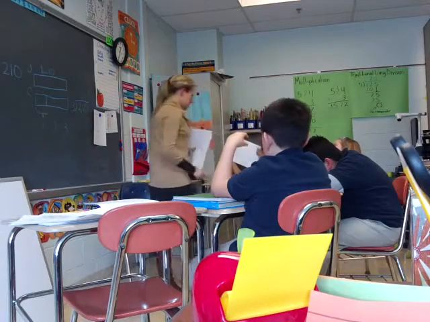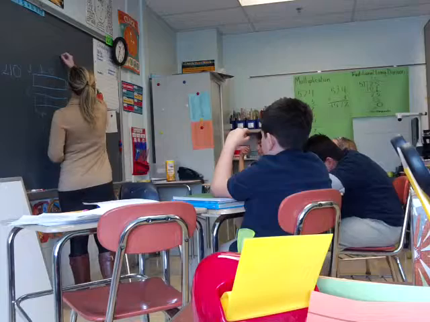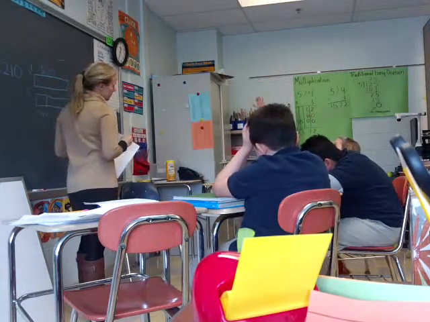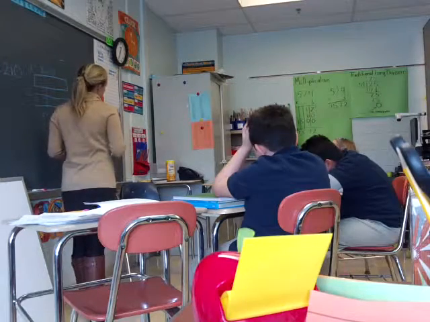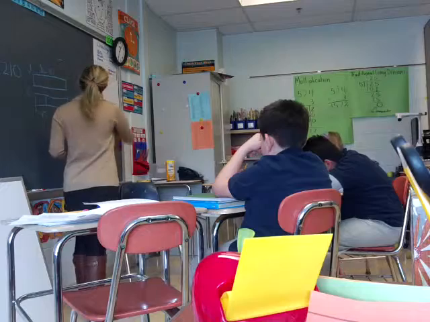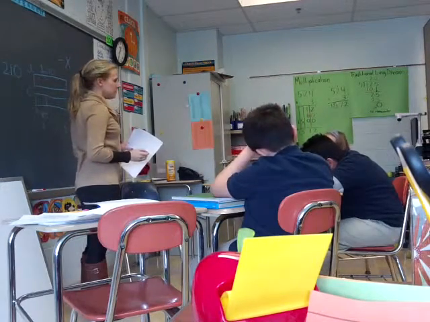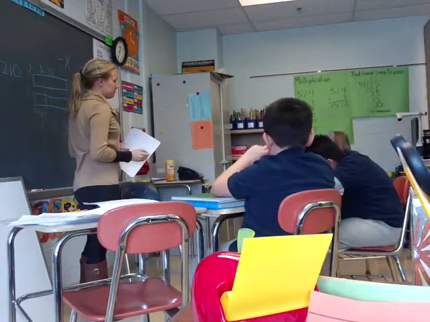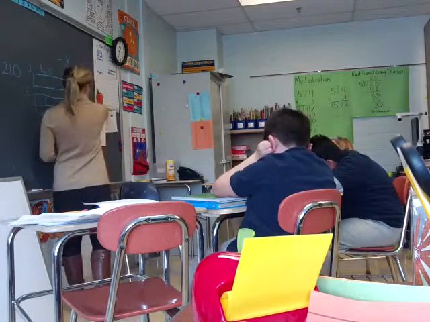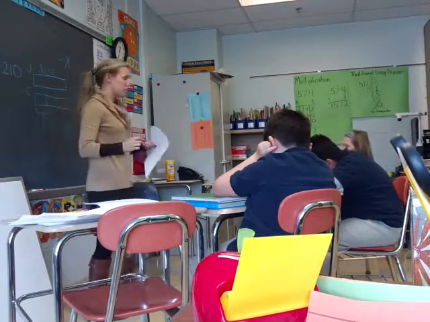So, Jocelyn, how many times does 3 go into 21? 7. So, we did our first step. What's our second step? Divide. Times. Multiply. What are we going to multiply? We're going to multiply 7 times 3. Let's do it. 7 times 3.